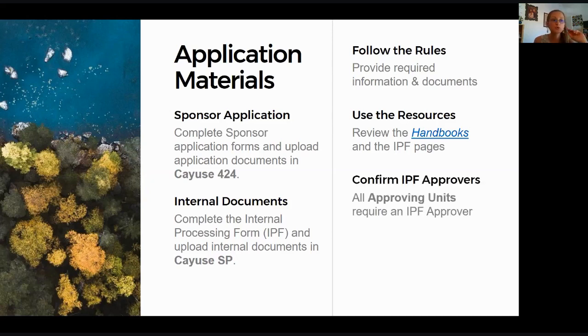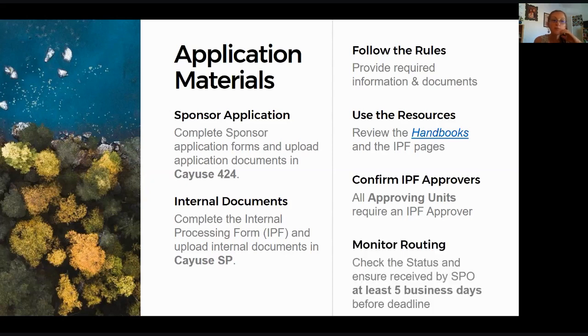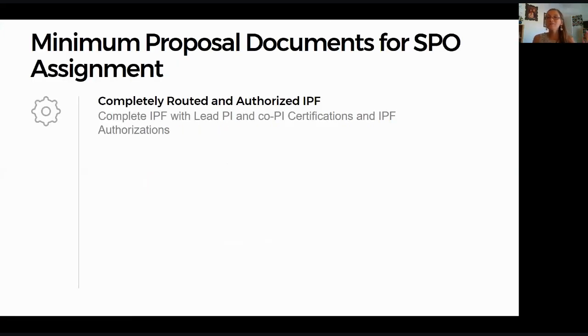Confirm your approvers in SP. So make sure that the units it's routing to have approvers established. And monitor the routing. Make sure it's getting to us 5 business days before that deadline. Now, people kind of freak out when I say we need it 5 business days before. It doesn't mean the full application. We call it the full application package, but we really do not mean everything.